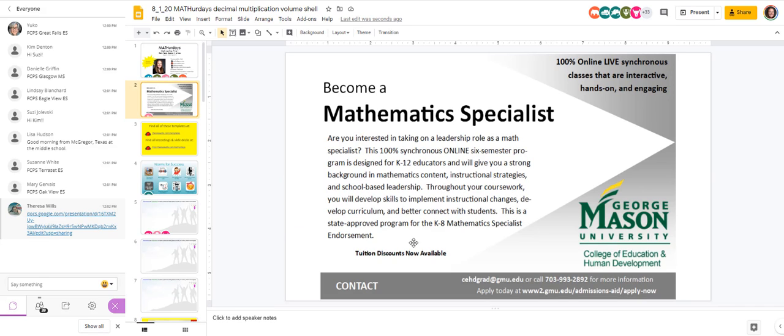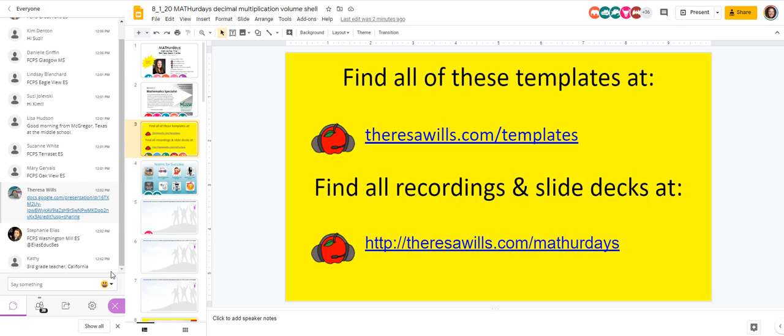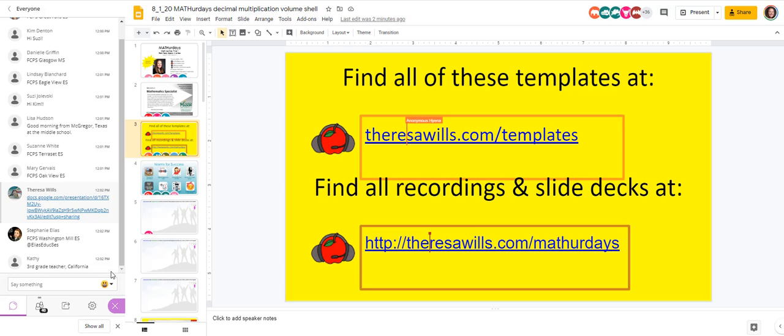And on slide 2 is just some general information if you are curious about what it's like to be a math specialist or try out 100% online live synchronous classes or the whole program. There's information there. And on slide 3 are some really valuable bookmarks that you might want to add to your bookmark tabs. First of all, templates are available on my website. Give me about 24 hours after this session to make sure they're all up. And all the recordings and blank, fresh, clear slide decks are available at that link at the bottom for MATHurdays.